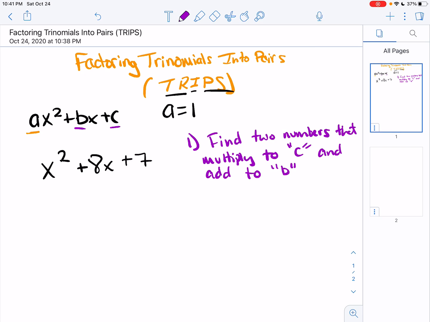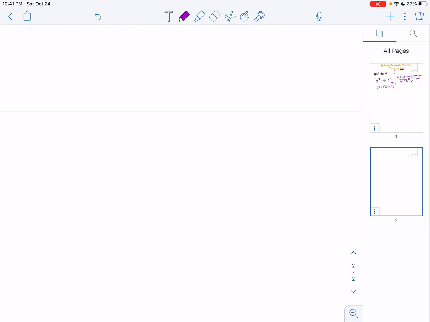So we need to list the factors of 7. So the only option we have is 7 and 1. That's the only option. So 7 times 1 is 7. Does it add to 8? 7 plus 1? Yes, it does. So then we just write our factors as x plus 7, x plus 1. And we are done.